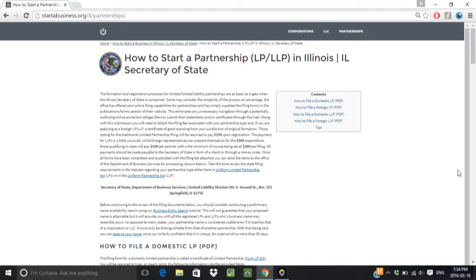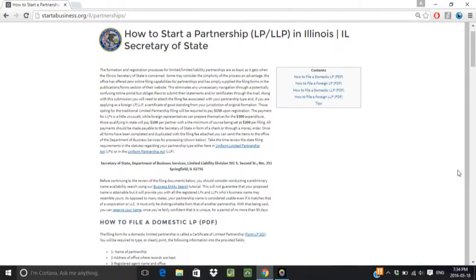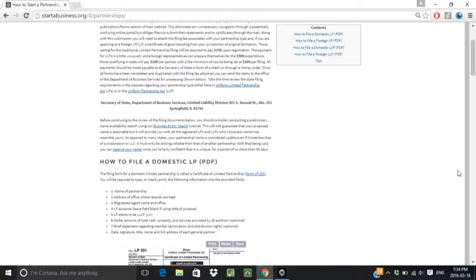Hi there. So in order to form a partnership in Illinois, you're going to need to download the proper PDF file, whether it's for a domestic LP, foreign LP, domestic LLP, or foreign LLP. Attach the filing fee and attach a certificate of good standing if you're a foreign business, and mail it to the Secretary of State. And that's sort of a general how-to of how to go about filing with the Secretary of State, but of course it's a little more involved than that. So let's get started here.